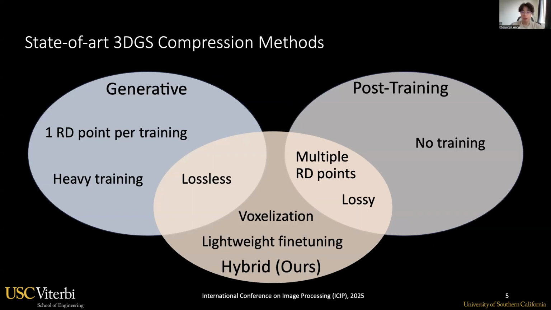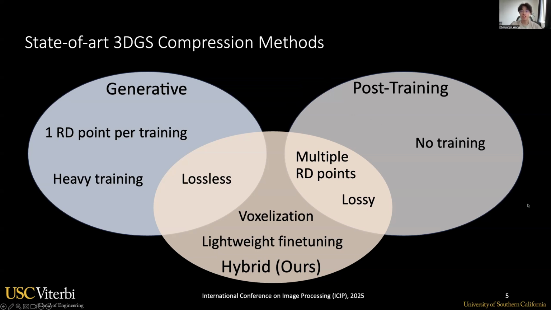Existing work on 3DGS compression can be classified into generative, post-training, and our hybrid method. The generative compression aims to reduce the memory footprint by producing a lightweight 3DGS model through entropy-constrained training and removal of redundant Gaussians. Although it achieves a significant reduction in memory while preserving the rendering quality, it requires retraining a different model for each bitrate, which can be impractical for applications like real-time streaming.